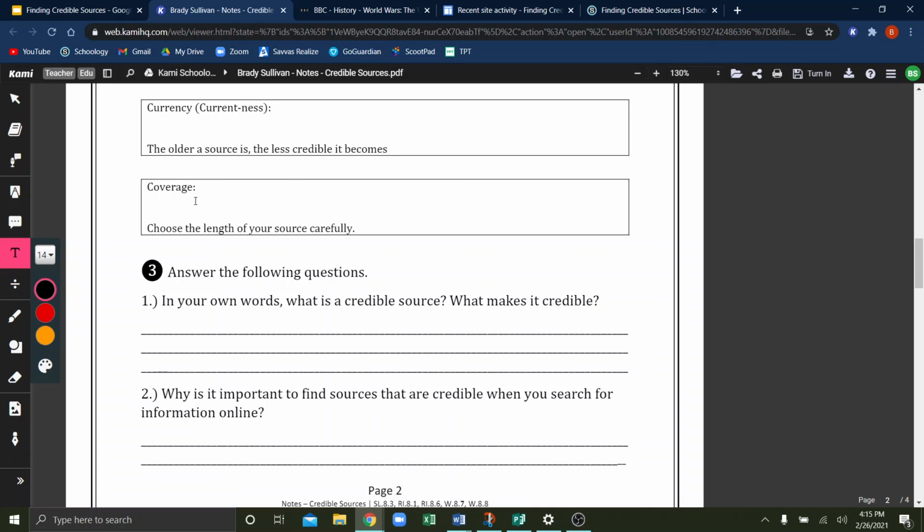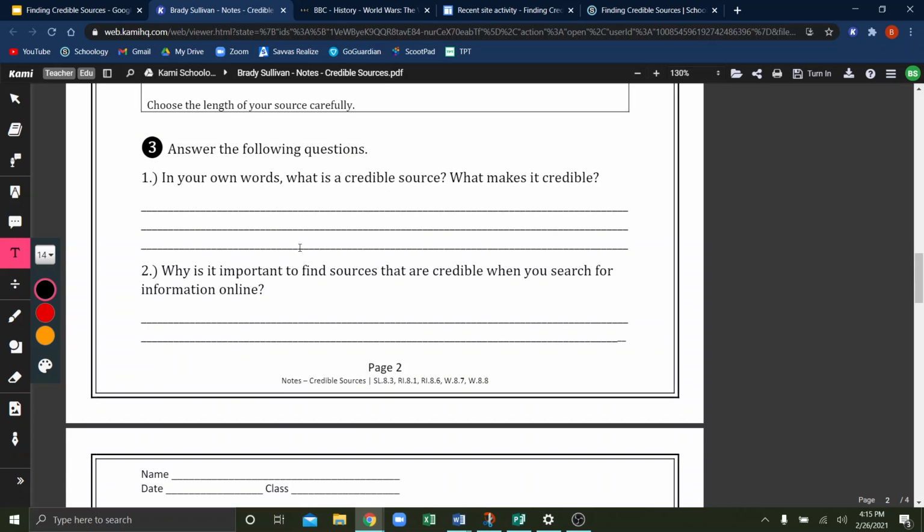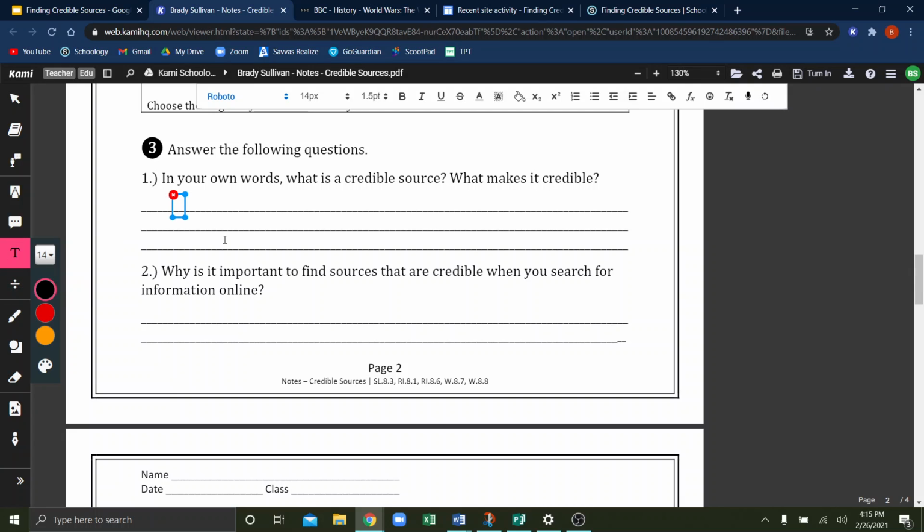Pause to make sure you have those, and then you're also going to pause and answer questions 1 and 2 under 3. In your own words, what is a credible source? What makes it credible? Make sure you answer this in a complete sentence. We can get it started together if you're having trouble.